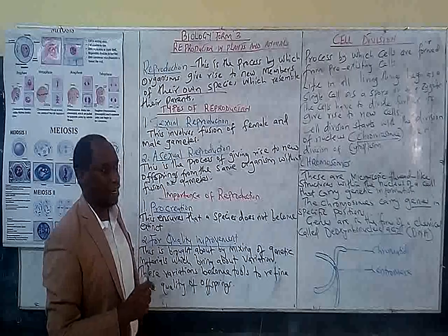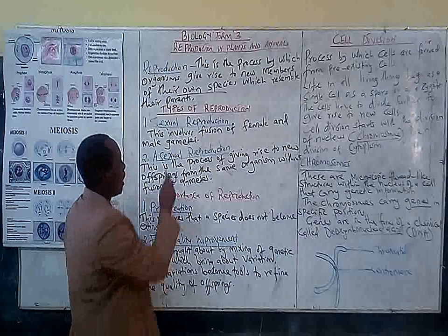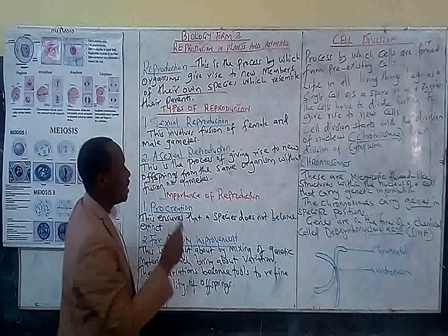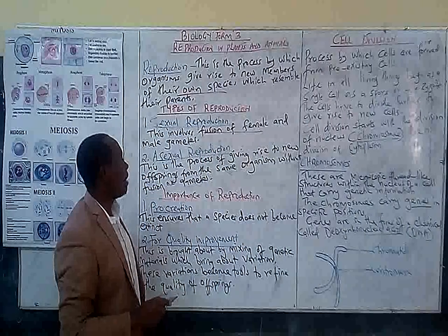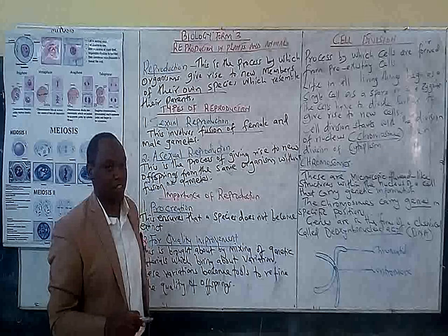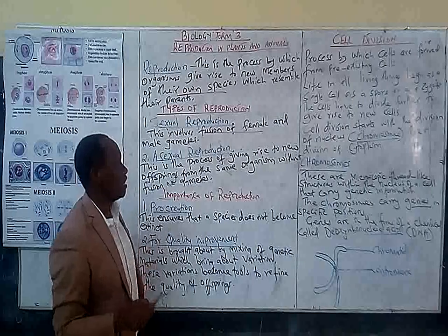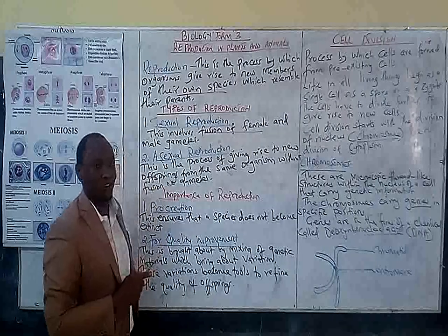Now, basically, learners, there are two types of reproduction. Number one, we have sexual reproduction. What is sexual reproduction? This is the fusion of male and female gametes. We'll be looking at that in our next subtopic. Number two, we have asexual reproduction.